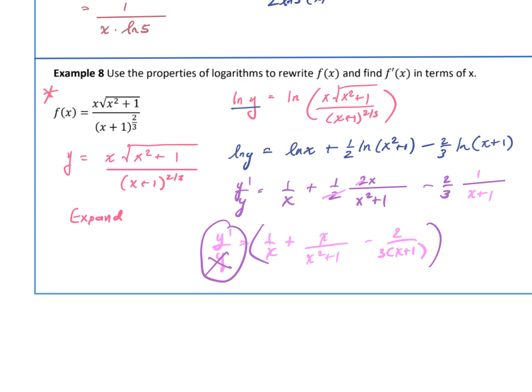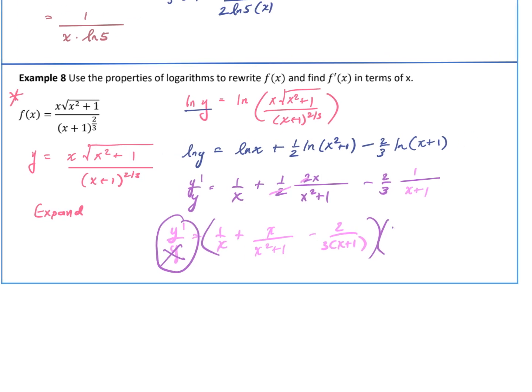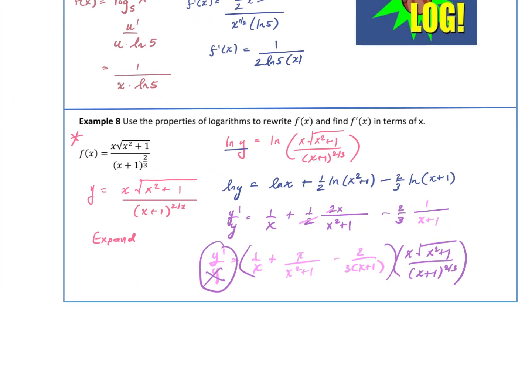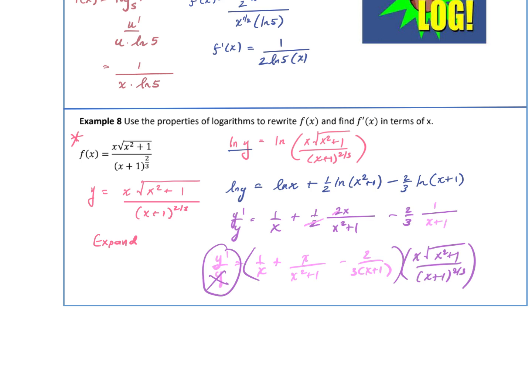So this would become a y, but we want it all in terms of x. So I'm not going to put y. I'm going to put what y is equal to. If you come back to the original problem, this is what y is equal to. So it's just going to be simply times the original question: x squared plus 1 all over x plus 1 to the 2/3 power. All right, so this is what we call logarithmic differentiation. So we're using logs to help us find the derivative because, again, you don't want to approach this with product, power, and quotient. Way too hard to do.